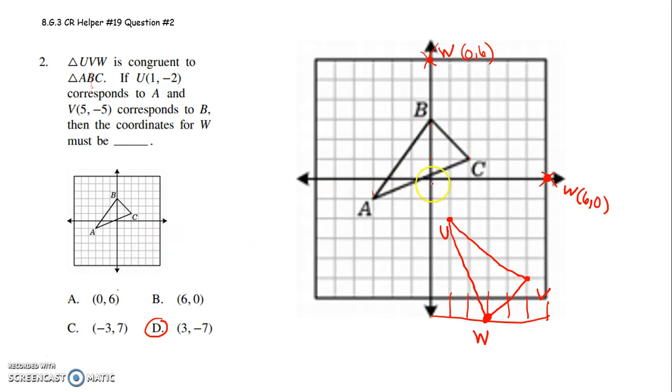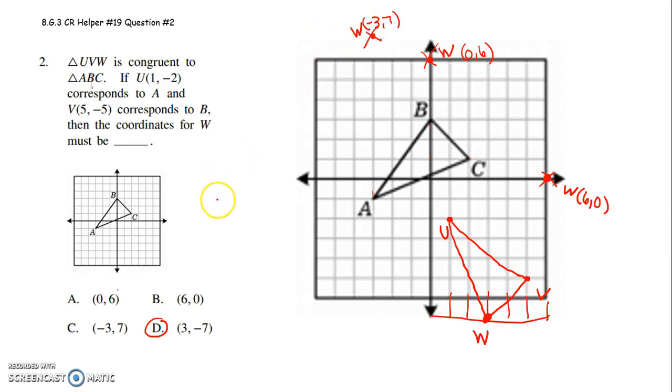And (-3, 7). -1, 2, 3. Up 7, way up here. If we were going to say that was W, (-3, 7), no way does that have a shot. We'd have to connect U, V, and then W way up there. It would be a crazy skinny triangle. It would look nothing like the original triangle.